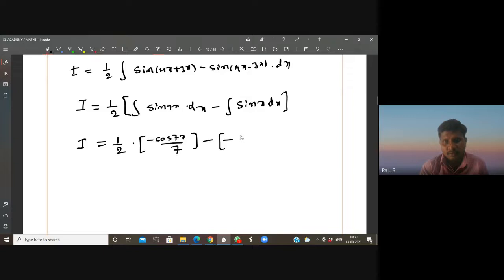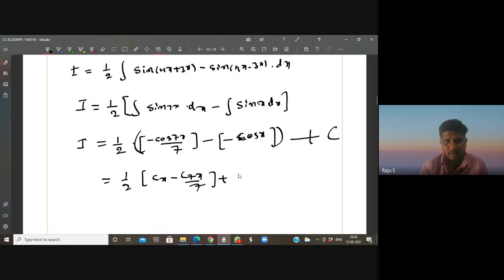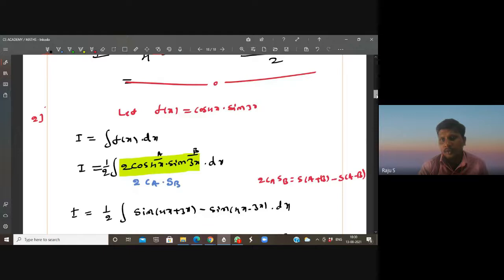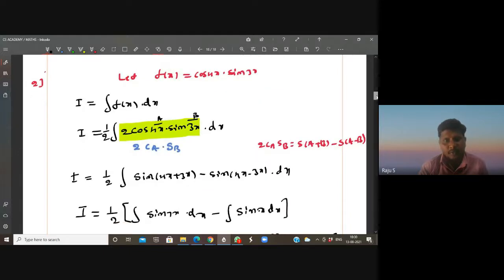Minus, minus cos x. Here the x coefficient is 1 only, so no need to divide. Plus, now we don't have an integral symbol, so you can add the constant. Finally, 1 by 2 is common. So 1 by 2 times of cos x minus cos 7x by 7 plus c. This is the answer.